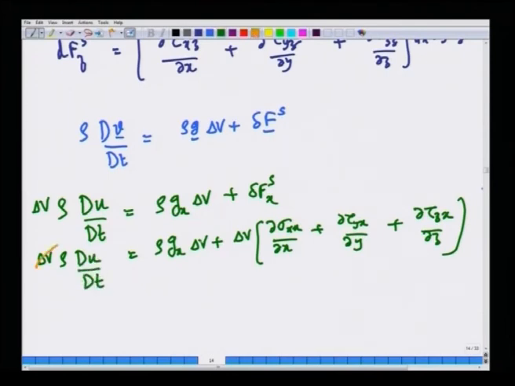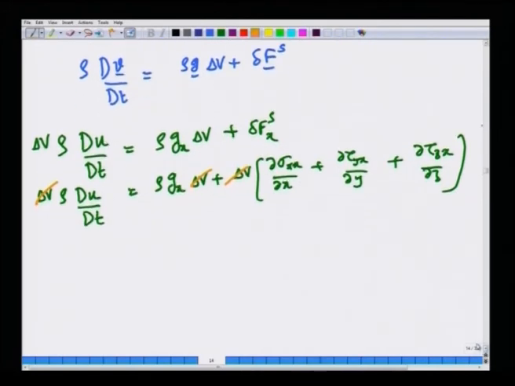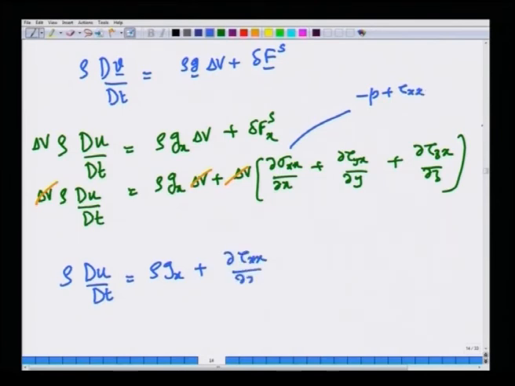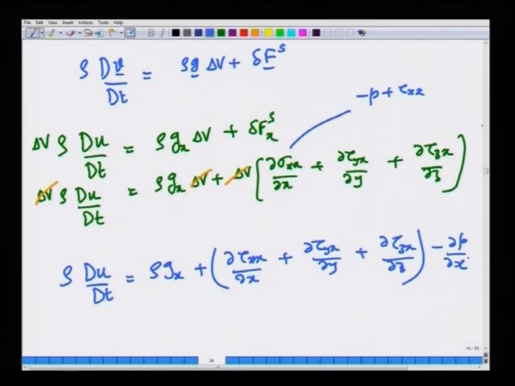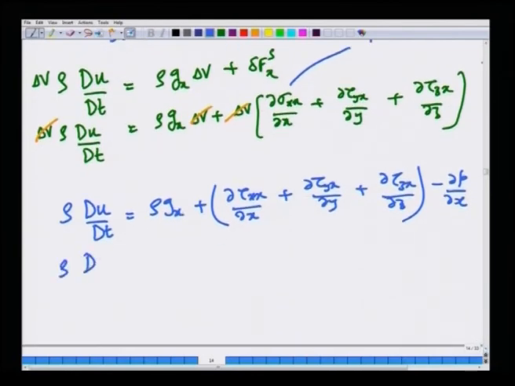You can see that this delta V will cancel out uniformly throughout the equation, leaving us with the simple equation rho du/dt is rho g_x, plus for sigma_xx I am going to substitute minus p plus tau_xx, plus d tau_xx/dx plus d tau_yx/dy plus d tau_zx/dz, minus dp/dx. Likewise, I can do the y and z components of the momentum balance. I will not do the algebra separately, but you can easily see that you can do it by analogy.